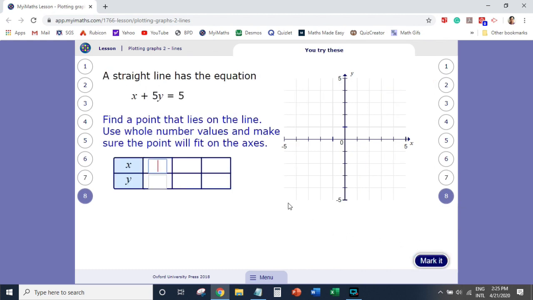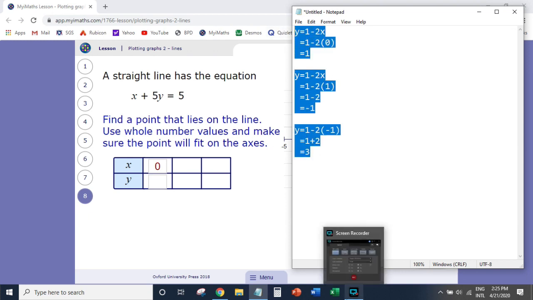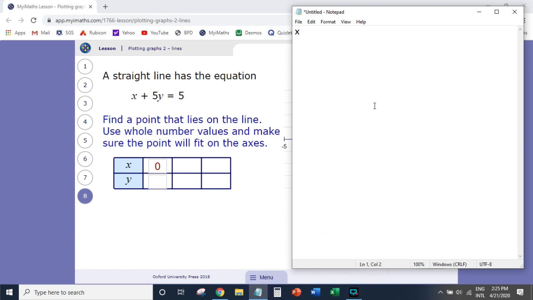Okay, last. Here a straight line has the equation x plus 5y equals 5. So find a point. Let's say we are going to use 0, so if x equals 0. We are going to erase this. So we have now the new equation x plus 5y equals 5. Then I will change the x to 0.